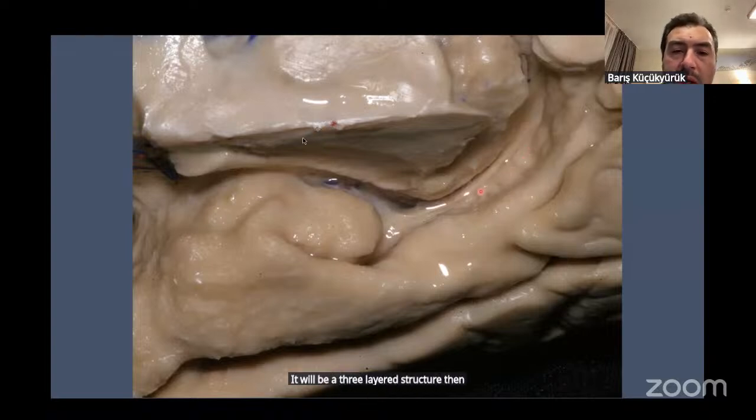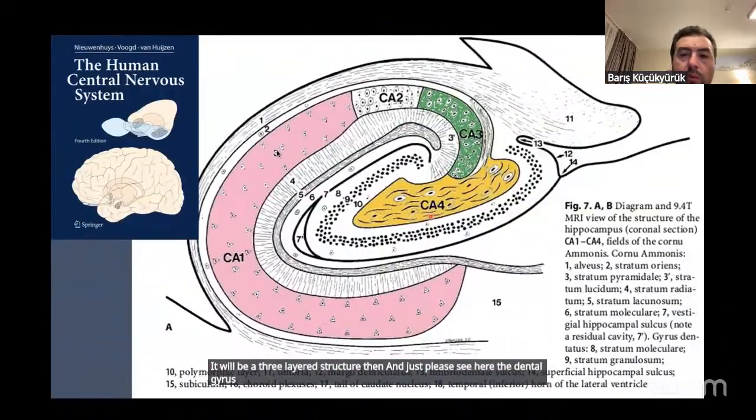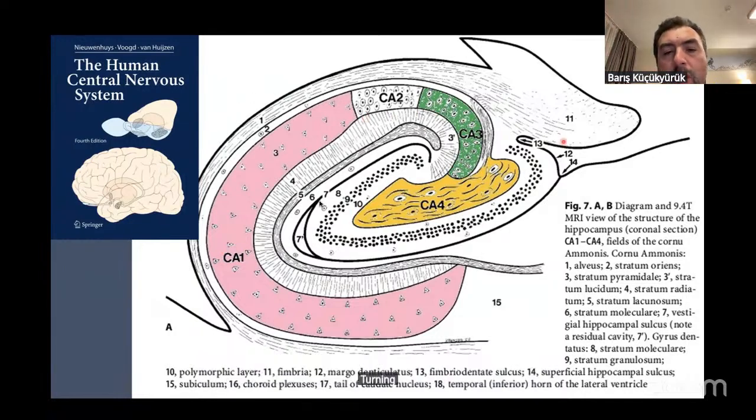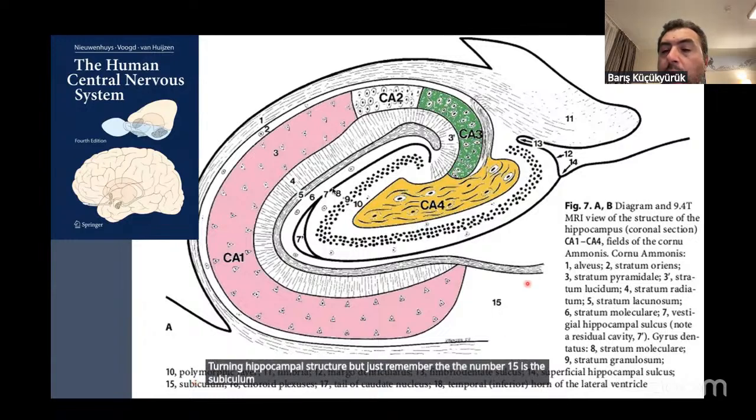And please see here the dentate gyrus, because when we look at this view, number 12 is the dentate gyrus, which is actually the cisternal surface of the hippocampus. I won't be going into detail with the CA1, CA2, and this turning hippocampal structure, but just remember number 15 is the subiculum, which is the four-layered cortex of the superior surface of the parahippocampal gyrus. And then when it begins to be the hippocampus, it becomes a three-layered cortical structure.